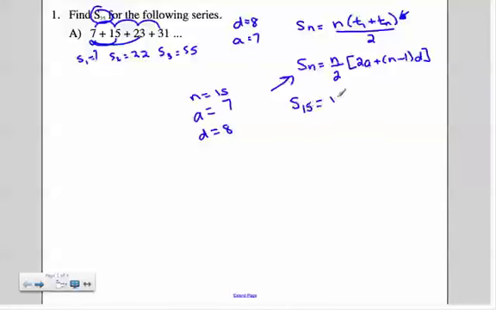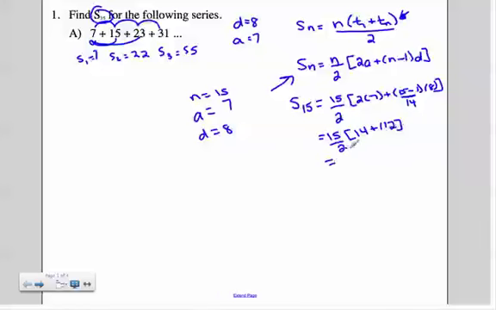So the sum of 15 is 15 divided by 2 times 2 times 7 plus 15 minus 1 times 8. And I'm going to start to do some math. I like to clean up the brackets first. Now this is going to be 14 times 8, so I'm actually doing 15 subtract 1 to think of it as 14. And then 14 times 8 gives 112. 14 plus 112 is 126.